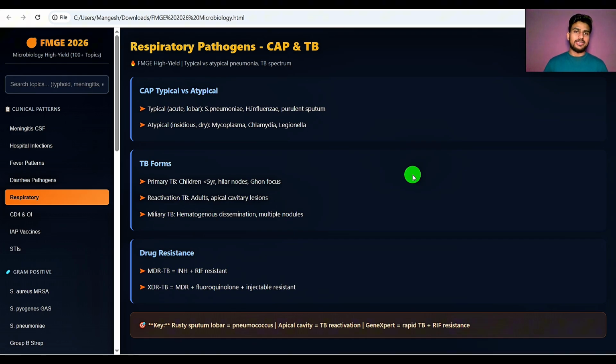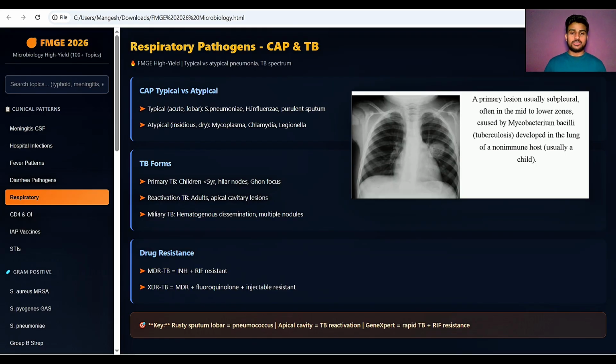In TB, there are different forms of TB. Like there are three most common forms. The first one is primary TB, then there is reactivation TB, then there is miliary TB. In primary TB, children less than 5 years are more affected. Then there can be hilar nodes involvement, and Ghon focus is what we see in it.